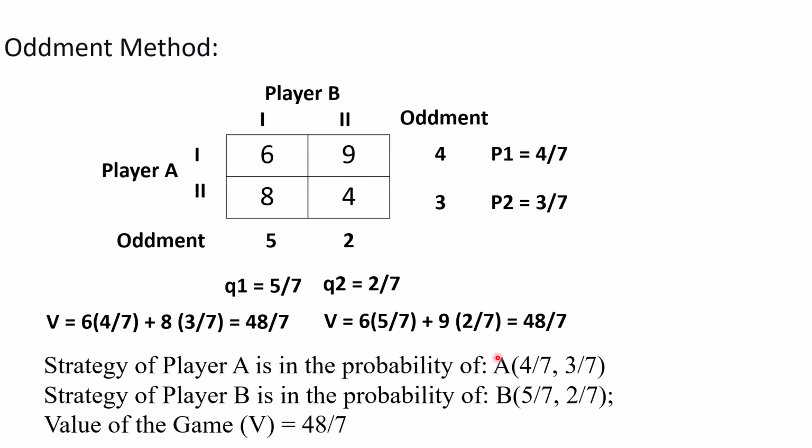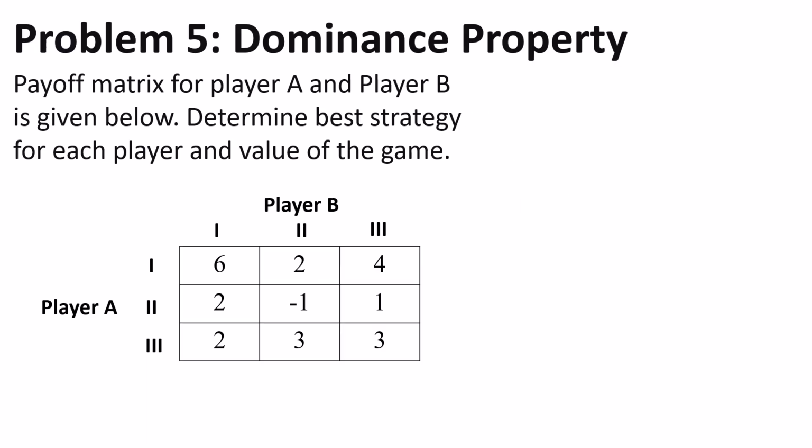So finally we can say the strategy of player A is in the probability of A of 4 by 7 comma 3 by 7, and the probability of B is 5 by 7 comma 2 by 7, and the value of the game is 48 by 7.